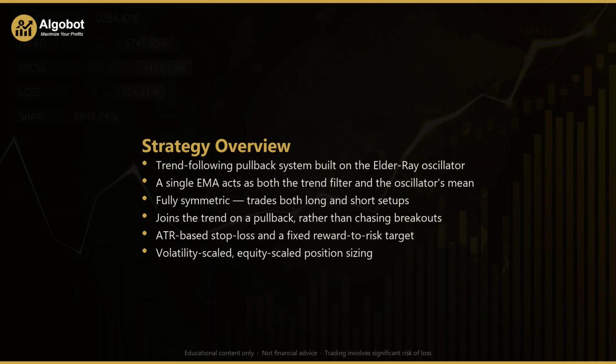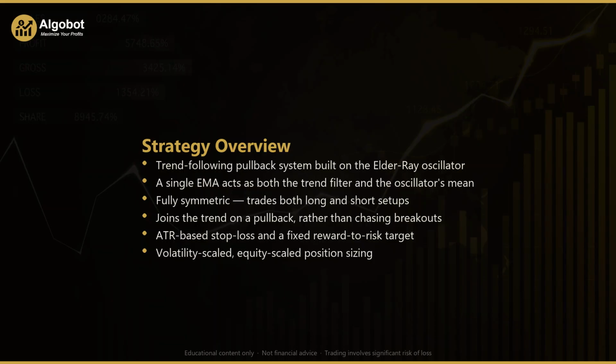At the heart of the strategy sits a single exponential moving average, or EMA. What's elegant about the design is that this one average does two jobs at once. First, its slope defines the trend. If the EMA is higher now than it was a few bars ago, the strategy considers the market to be in an uptrend, and the reverse defines a downtrend.